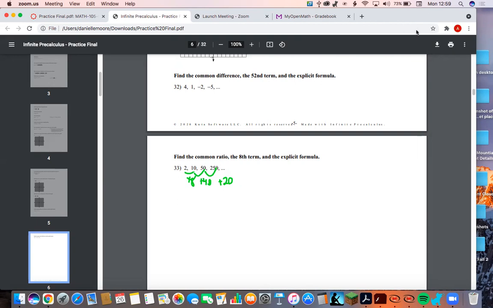And so it's not really helping us to patternize. So we look for a timesing approach and see if that'll work. If there's a times and divide approach, that's what we call a geometric sequence, if it's consistently timesing or dividing by the same thing. 2 times 5 gives me 10. 10 times 5 gives me 50. This looks like it's working. 50 times 5 is 250. This is working.